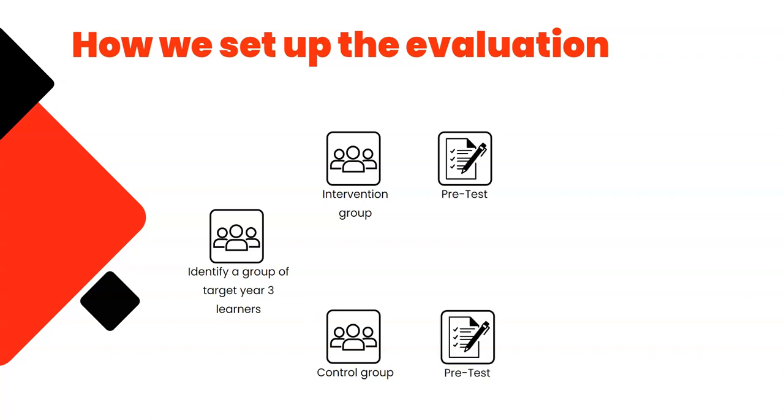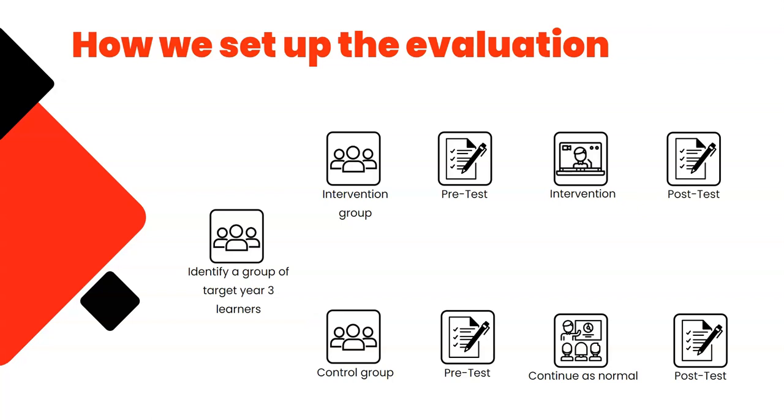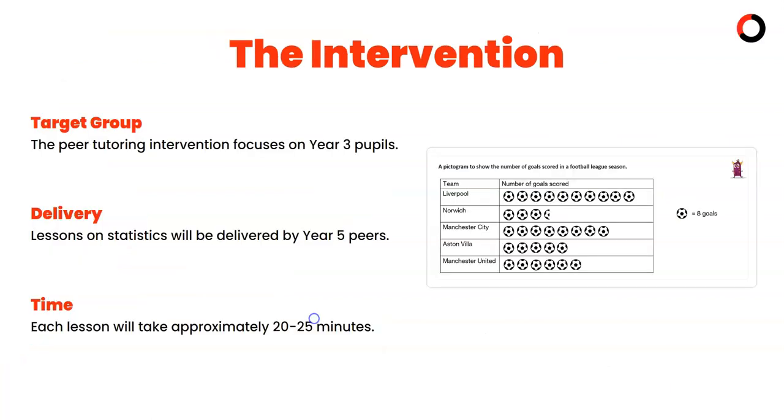You then complete the pre-assessment test with both groups of learners. And then the intervention group receive the peer tutoring program, and then the control group continue as normal. And then both groups complete the post-assessment. After the post-assessment has been completed, the control group can then receive the peer tutoring program.